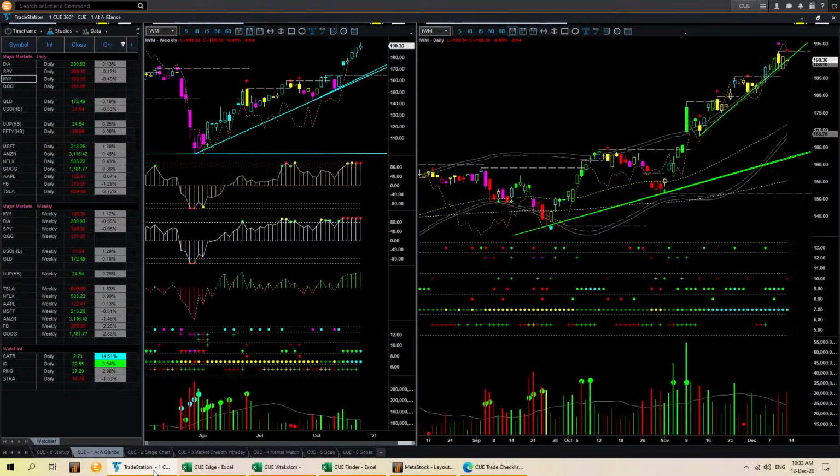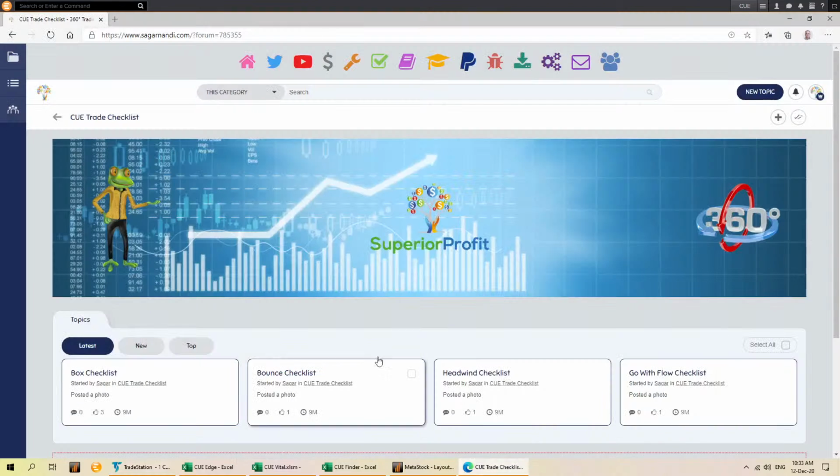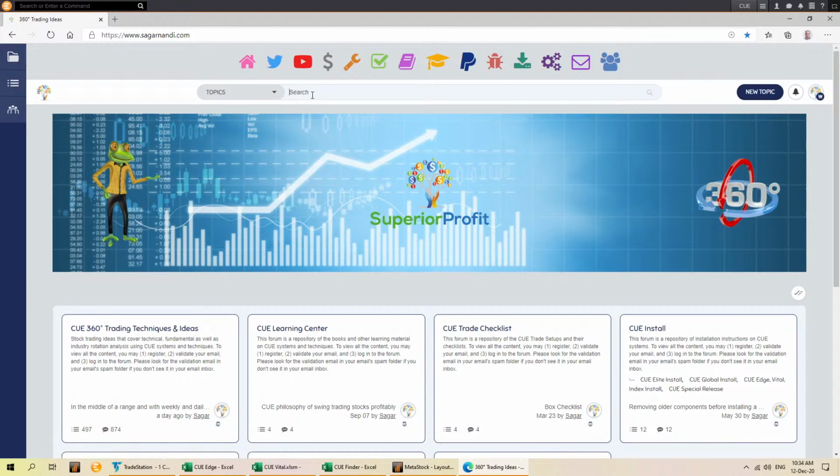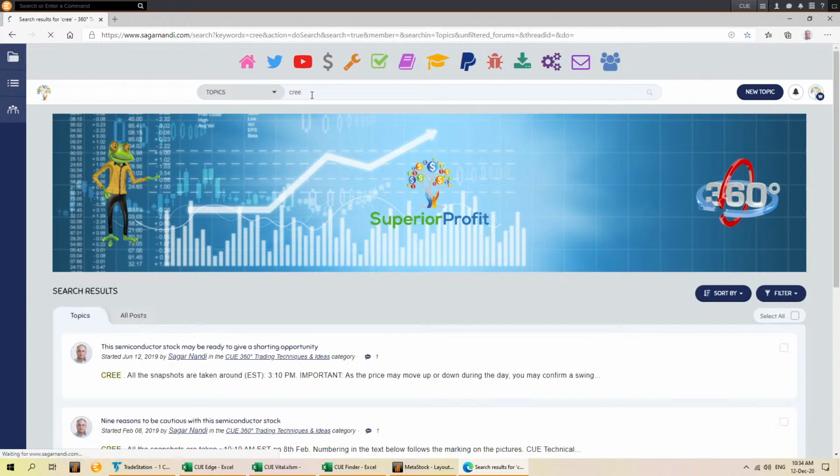One of the stocks I mentioned recently in my forum post, CRE. Well, okay, forum post or Twitter. Where did I mention it? Let's go back to the home, search for CRE.